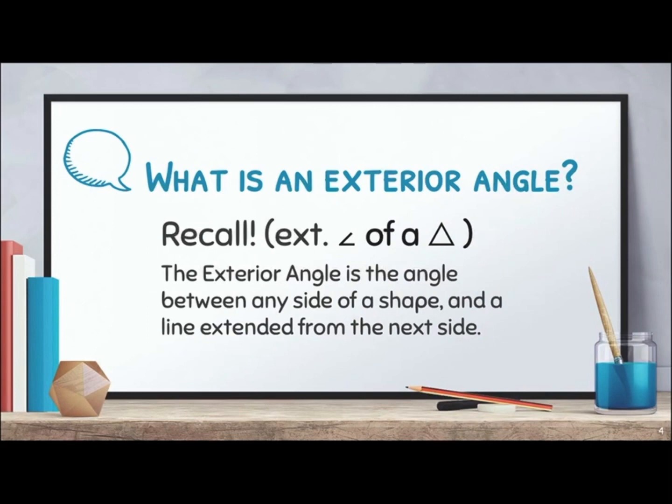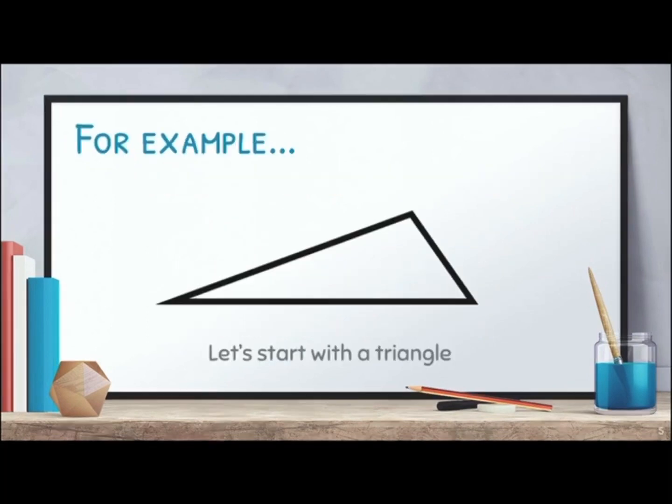We call to mind the property of exterior angles of a triangle that we have learned in our previous chapter. The exterior angle is the angle between any side of a shape and a line extended from the next side. Now that's a lot to unpack, isn't it? How about I show you in a diagram?